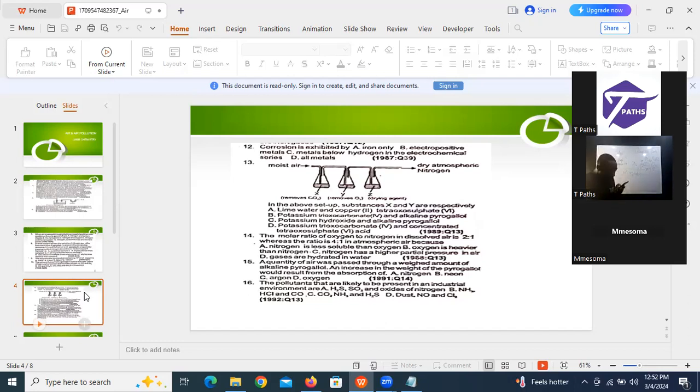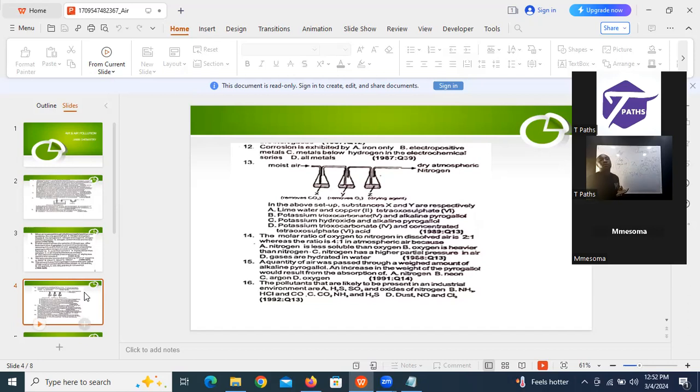The next question: the pollutants that are likely to be present in an industrial environment. We've done 15 before, similar to what we've done before. 16. The pollutants likely to be present now.